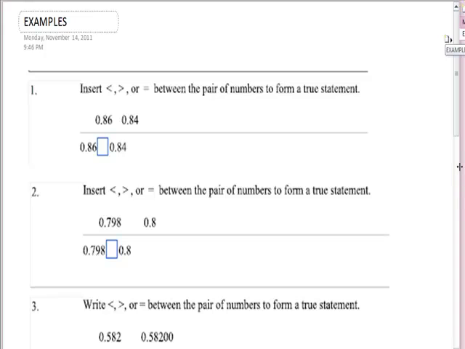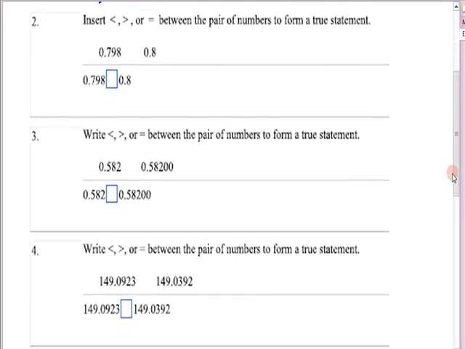We're going to insert a less than, a greater than, or equal to between these. In the ones place, they're both zeros. In the tenths place, they're both eights. We don't see a difference until we get to the hundredths place. So we're comparing 6 and 4. 6 is greater than 4. That means I'm going to use a greater than symbol. And that's all there is to it. You could also say 86 hundredths is obviously larger than 84 hundredths.